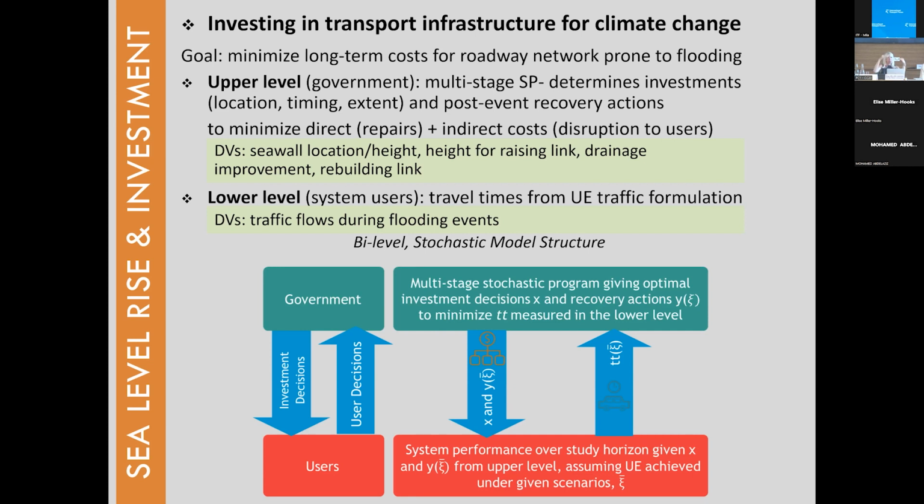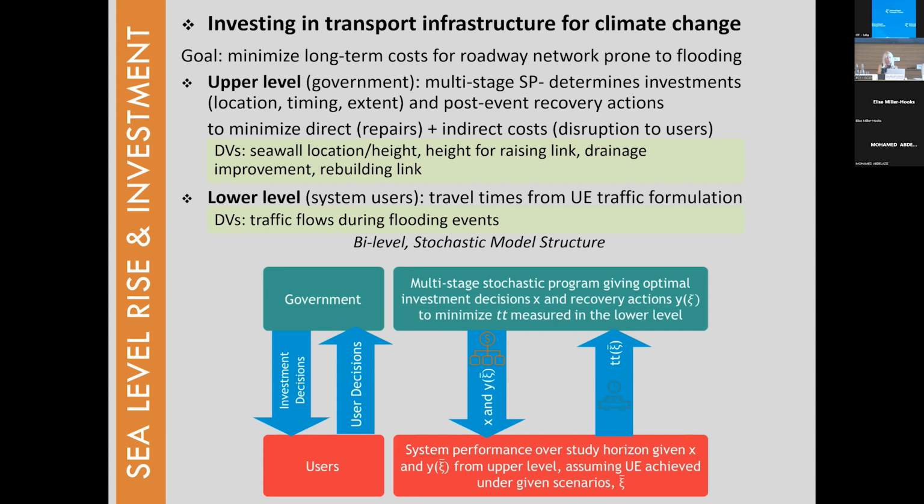So again, using this bi-level structure, we have the governments taking decisions about the investments they're going to make in the infrastructure and at what points in time to make them, what actions to take, seawalls, for example, putting in seawalls or raising something or putting in better drainage, things like this to try to protect the transportation system. And at the lower level, in this particular case, we used the traffic. So the traffic has costs of the nuisance every day.